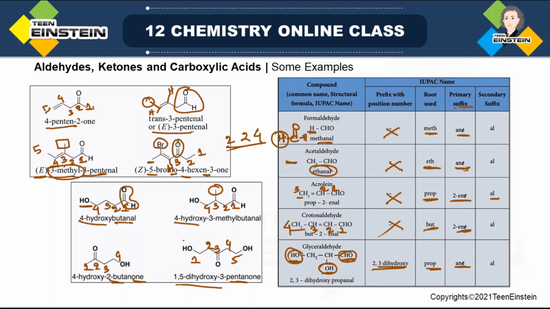So remember here the OH group is getting less priority than C=O, that is why it is treated as a prefix. But if OH is the highest priority, in that case we use the suffix for OH, which is ol. But in this example it is not a suffix, it has lesser priority, that is why it is treated as a substituent. So we are using the prefix, which is hydroxy.